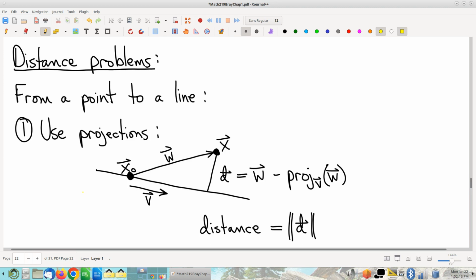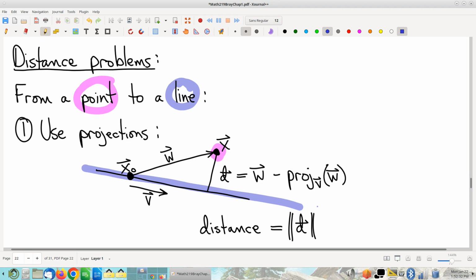Okay, so here we go. We'll start off with, if you have a point and you want to find the distance to a line like that, how do I find that distance? So first thing I have to point out is what do I mean by distance?